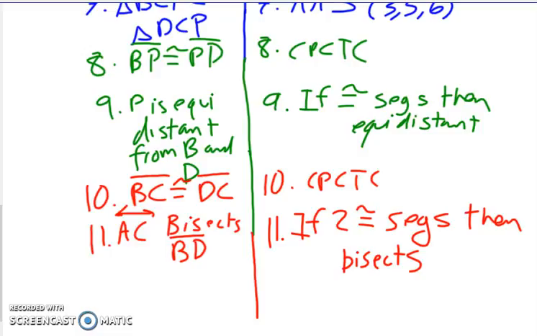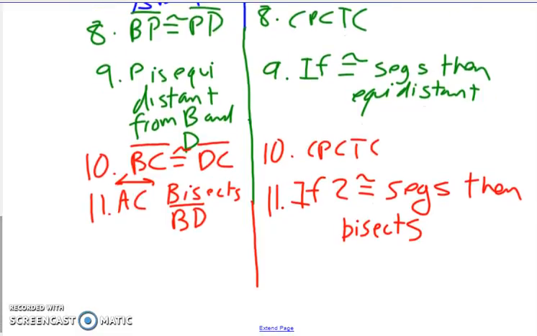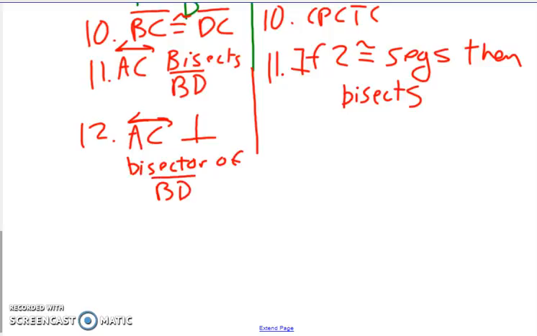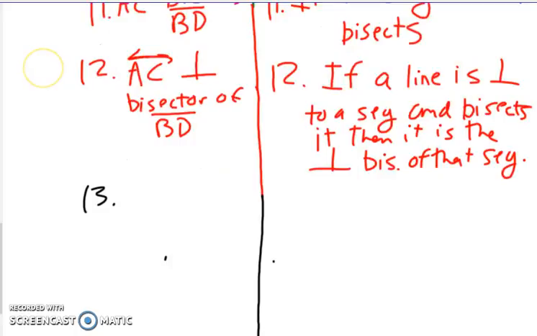For the reason that if two congruent segments, then it bisects. So now we have that AC bisects BD. We were given that it's perpendicular. So now we can say, putting those together, AC is the perpendicular bisector of BD. One other thing we should add here, that we are using steps 1 and 11.